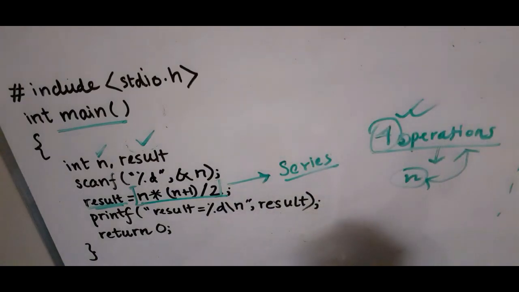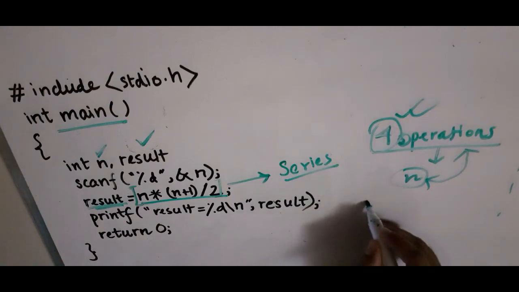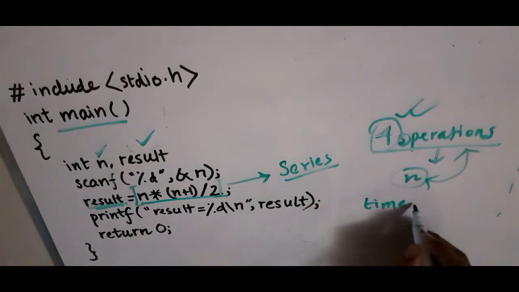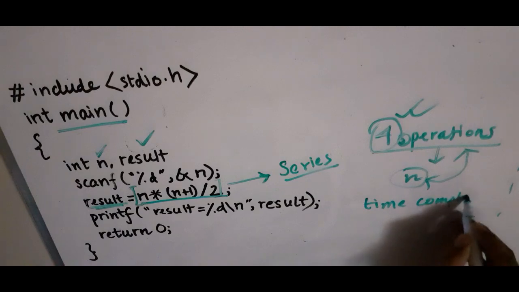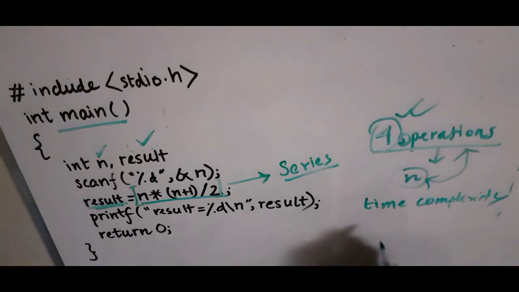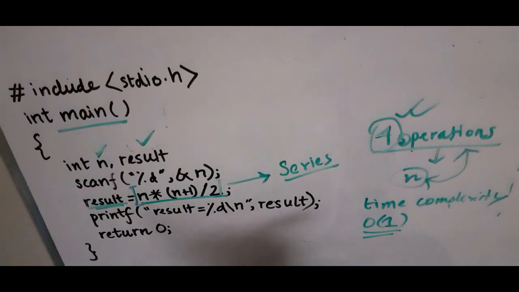So in this case also, we can say the time complexity of this problem is O of 1, or order of 1, big O of 1. As the number of operations are not depending on the input value, we can directly say the time complexity of this one is big O of 1.